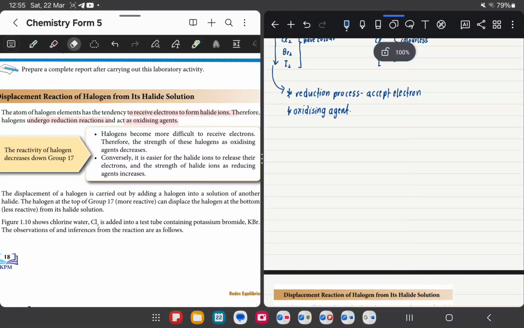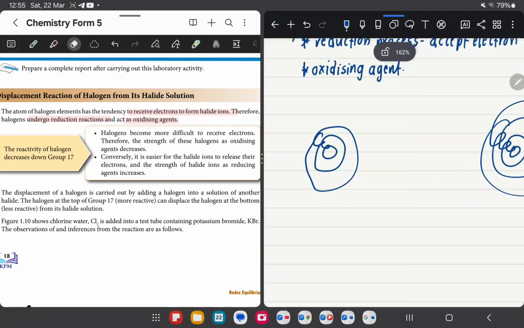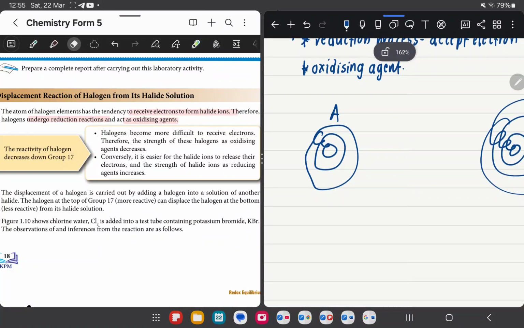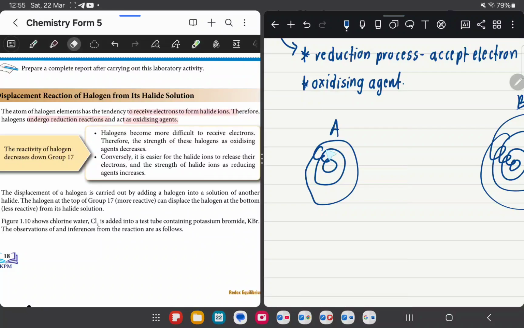Let's say I give an example. For fluorine, this is just a rough drawing, not the correct one. Let's say you have this A halogen, this B halogen. You see your A halogen, the distance from your nucleus, this middle one is your nucleus, to your valence shell is near. So your nucleus is near, so the attraction force is higher.